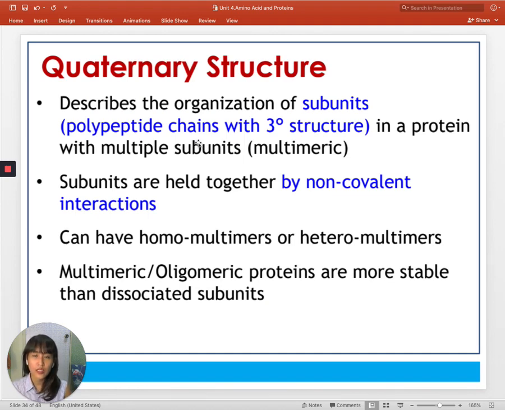Last one is the quaternary structure. This describes the organization of subunits of polypeptide chains with tertiary structure in a protein with multiple subunits, or multimeric. Subunits are held together by non-covalent bonds. It can have homomultimers or heteromultimers.